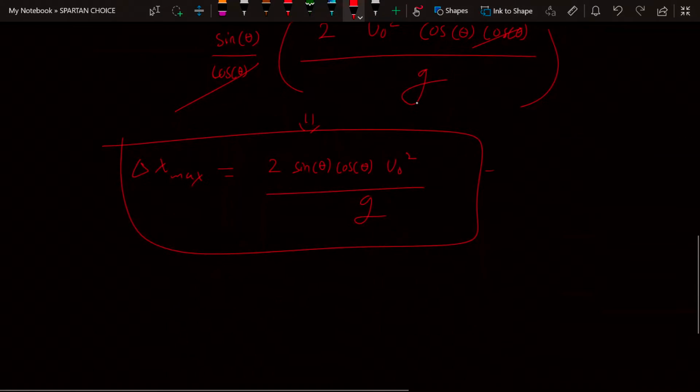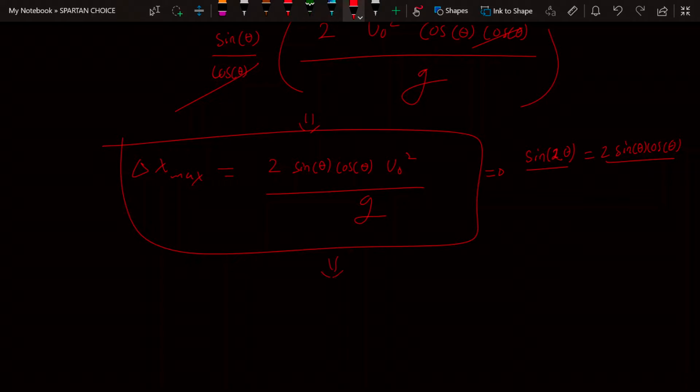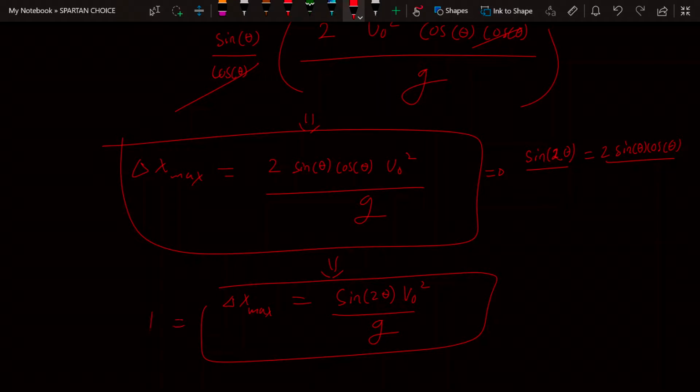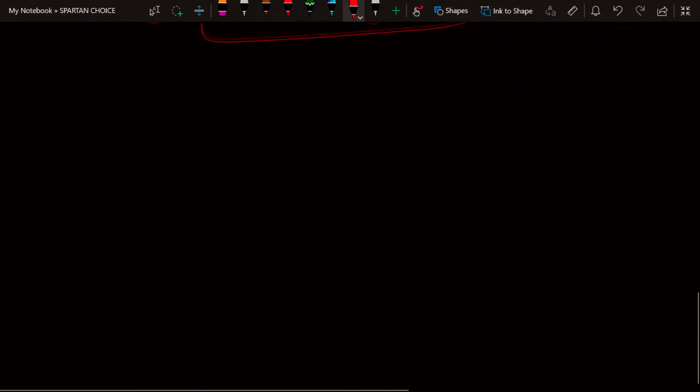Now let's try to further simplify this formula. You guys will learn later on when you take the trigonometric identities that sine 2 theta is equal to 2 sine theta cosine theta. So we can substitute this by this. What do we get as a further simplification? Delta x max is equal to sine 2 theta v0 squared over g. There we go. In this case, this is just r, right? So now we found r.